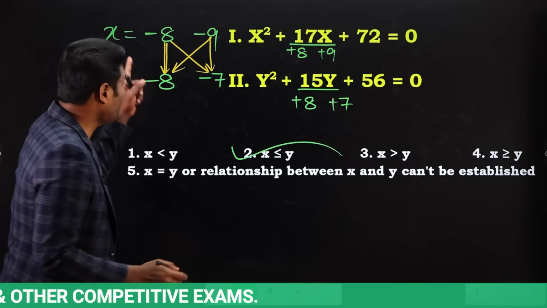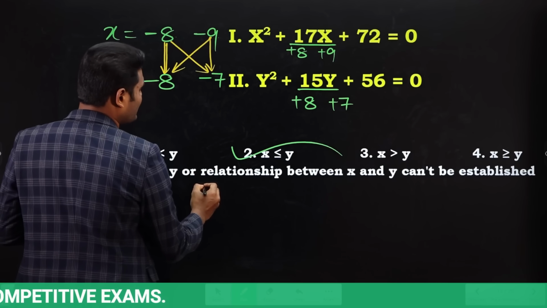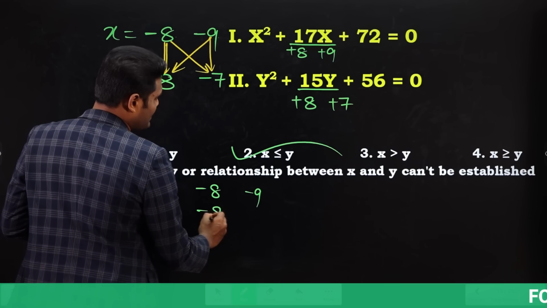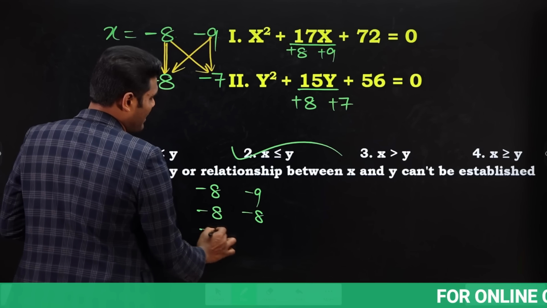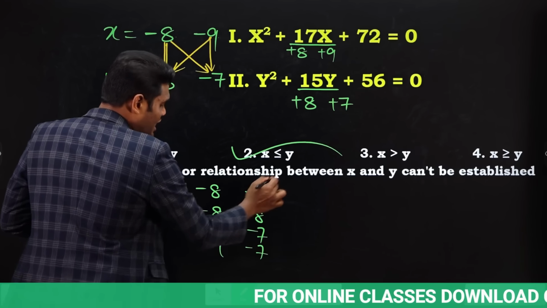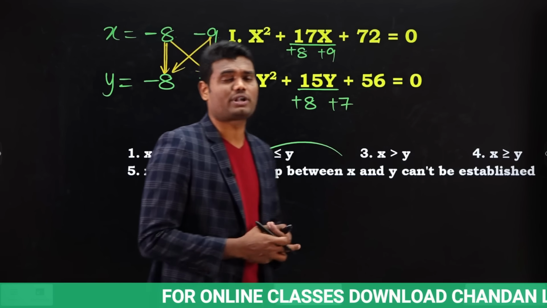Very simple. Again, don't waste your time. Again, so many students, what they will do? They will take minus 8 minus 9. What is the relation? Minus 8 minus 8. What is the relation? Minus 8 minus 7. What is the relation? Minus 9 minus 7. What is the relation? If you are going to do all these things, it is waste of your time.